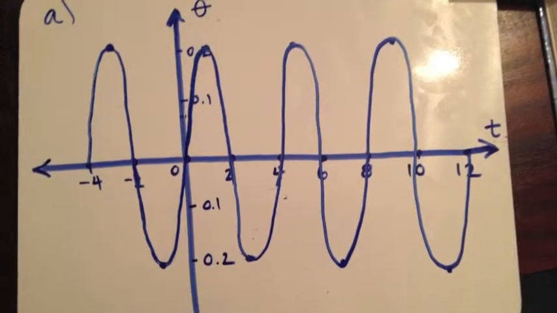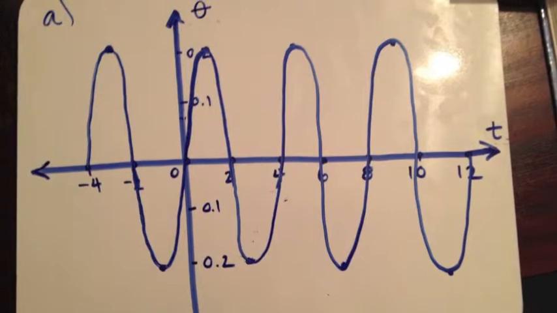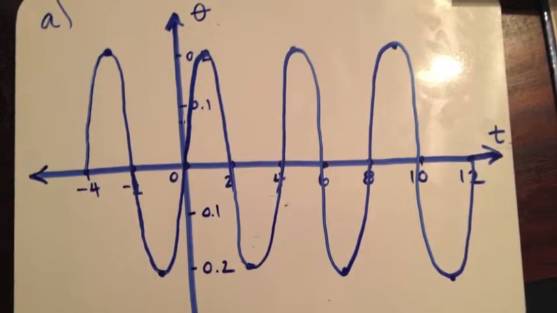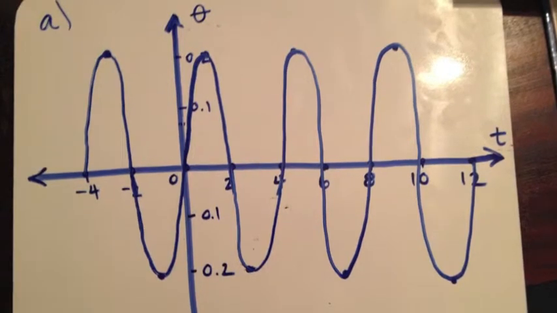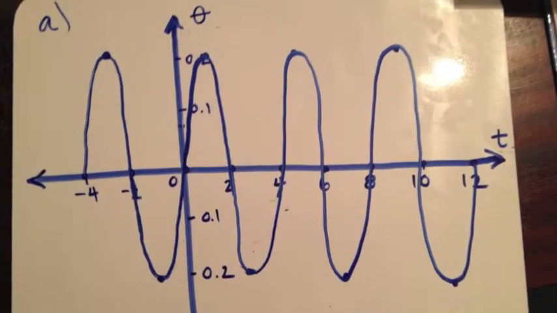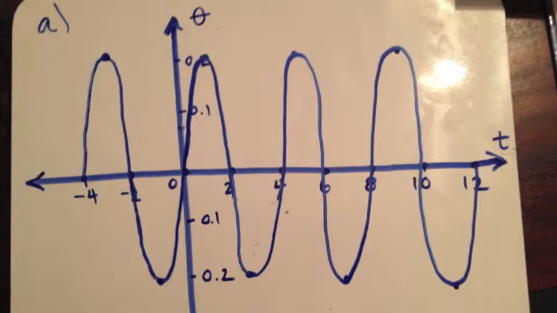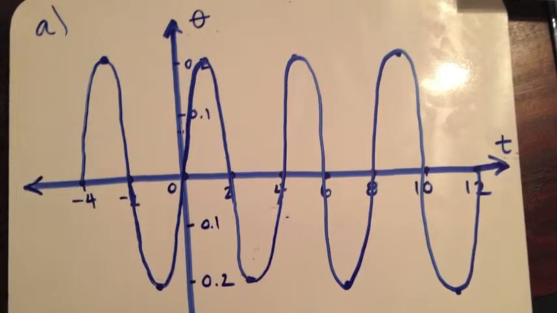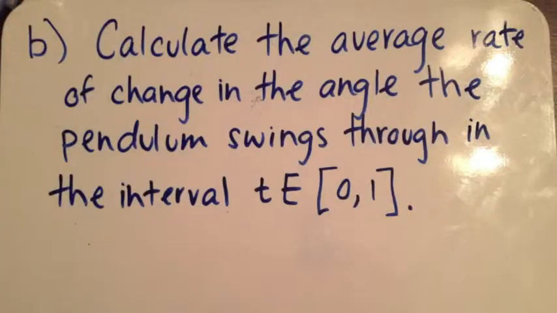This is a sketch of the function given by the equation. It is a sine graph as the function begins on the equation of the axis. The vertical axis theta represents radians and the horizontal axis t represents time in seconds.